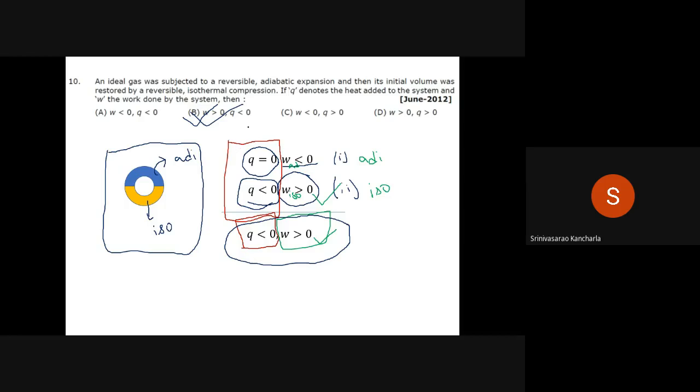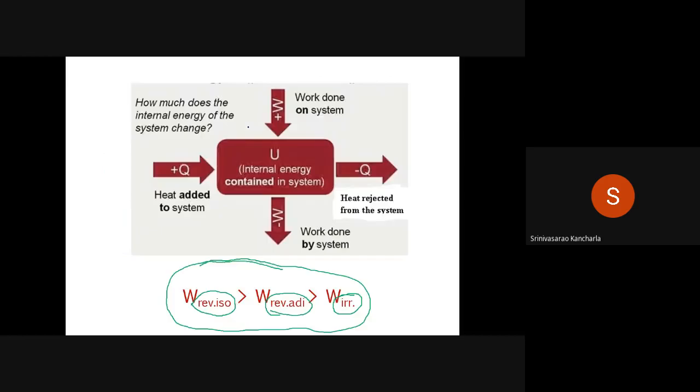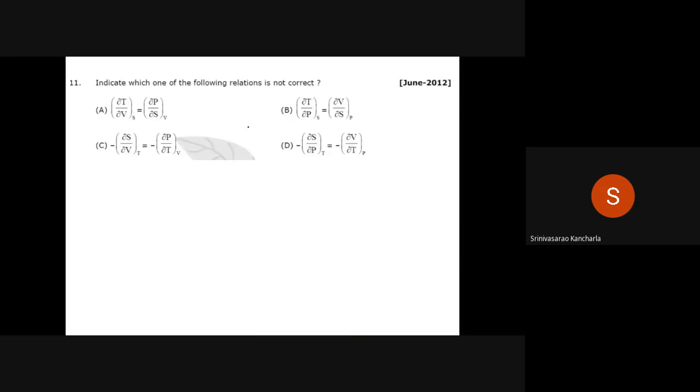Whenever possible, try to represent your answer from a pictorial point of view. That will strengthen your understanding. So this is the information you require to answer this question. Now you go for this.